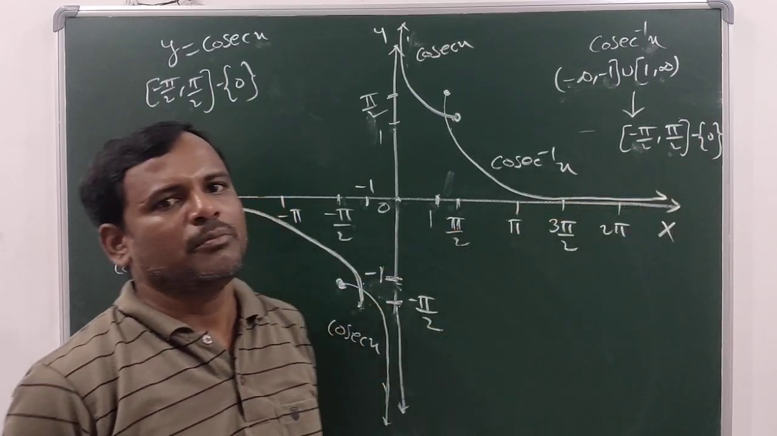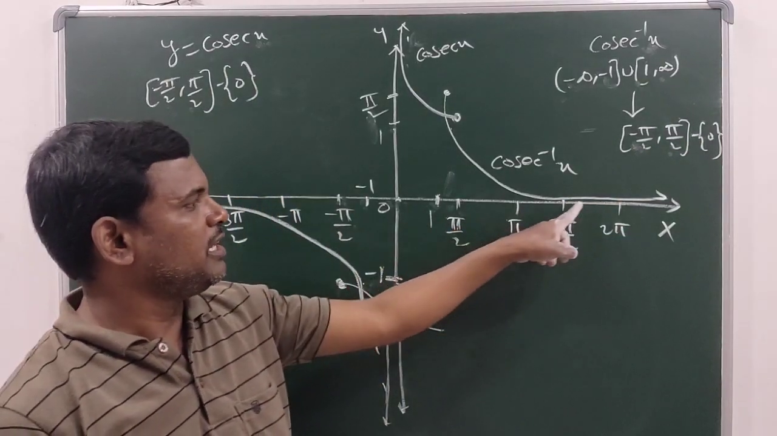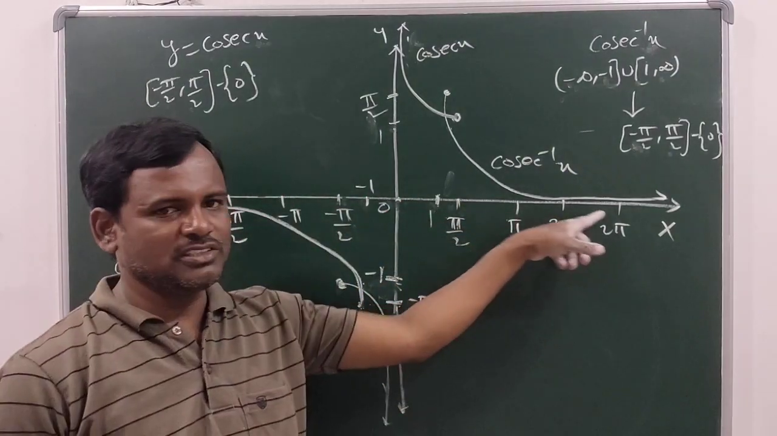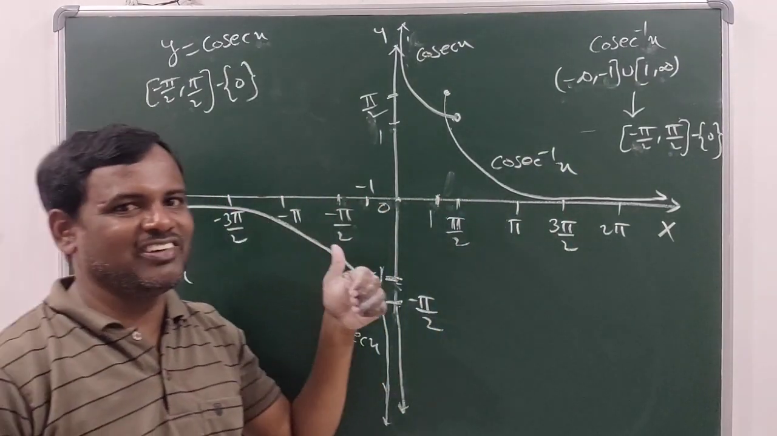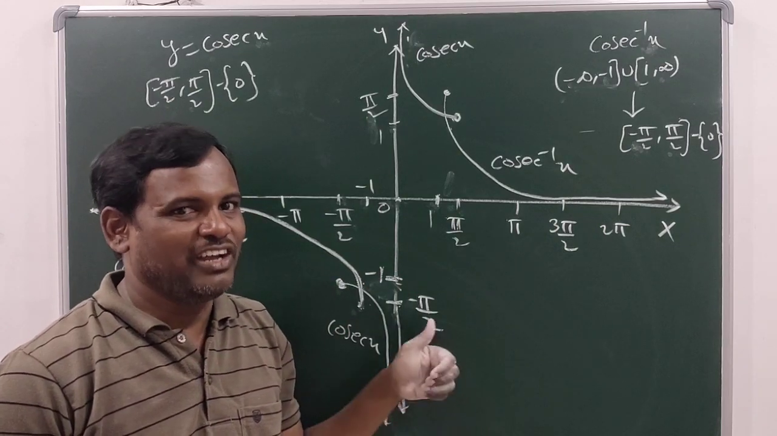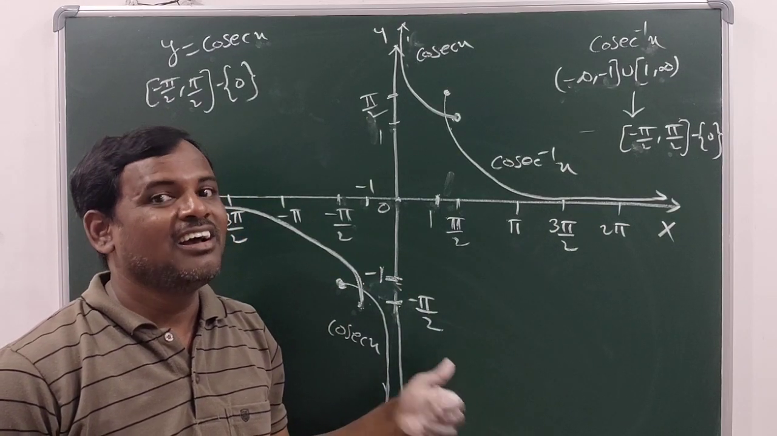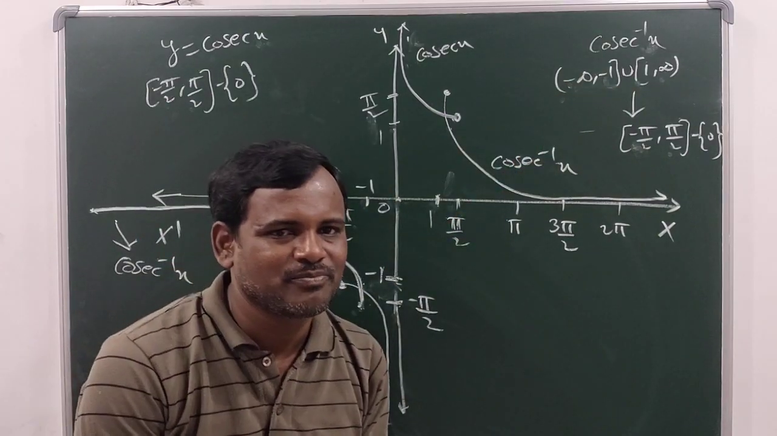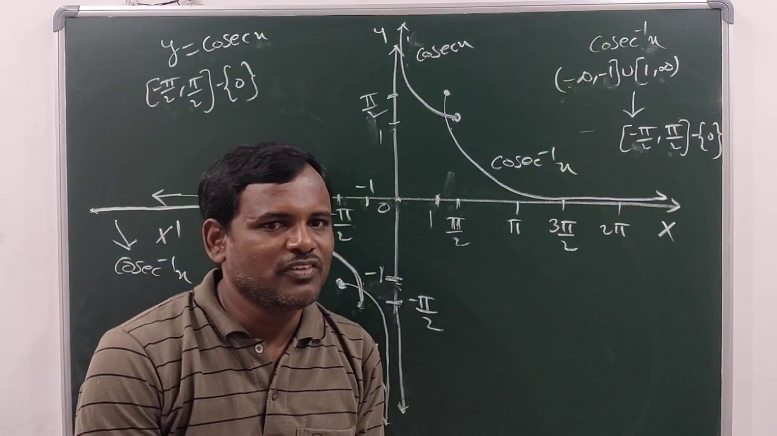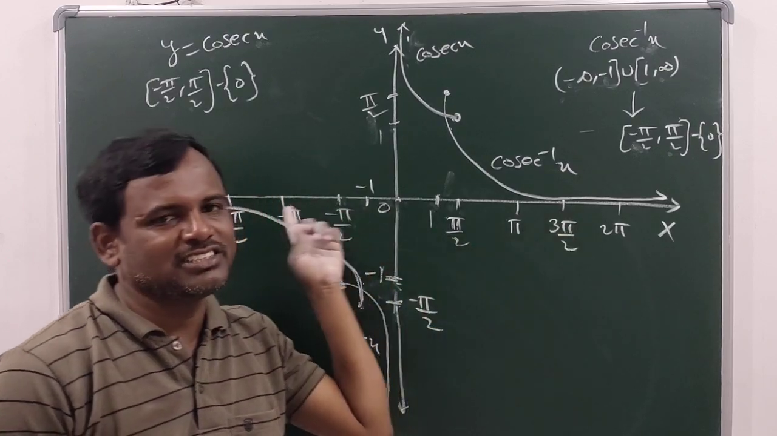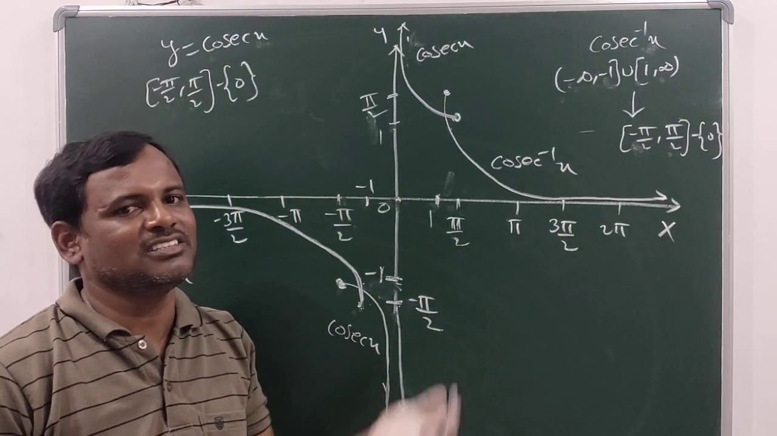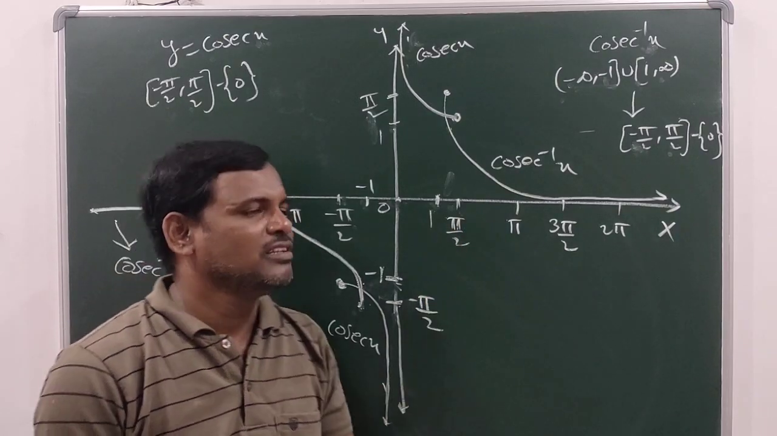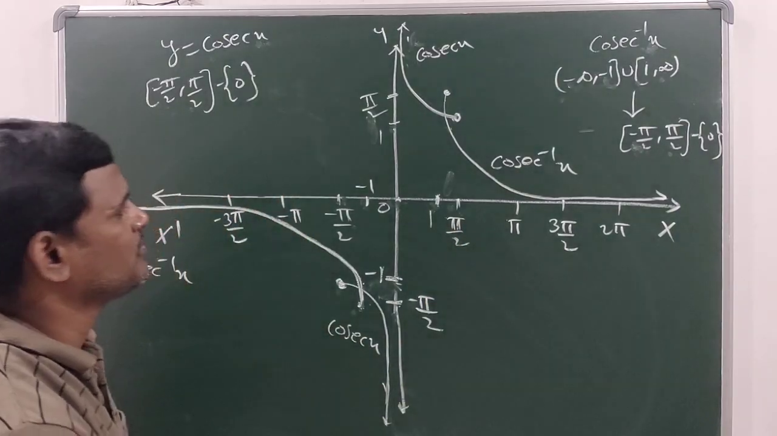Range will be minus 90 to 90, but at 0 you are getting a break. 0 means the x-axis, whose equation is y equal to 0. Y equal to 0 is the asymptote for cosec inverse of x. This graph is coming along the x-axis, but the curve is not touching it. Hence, the x-axis is the asymptote for cosec inverse of x.